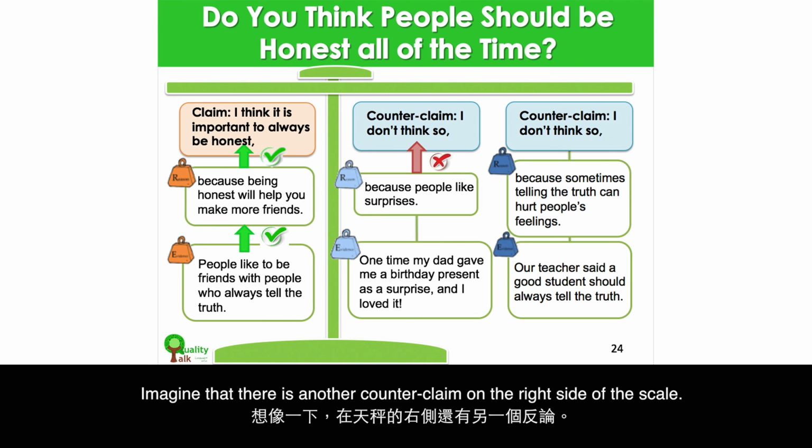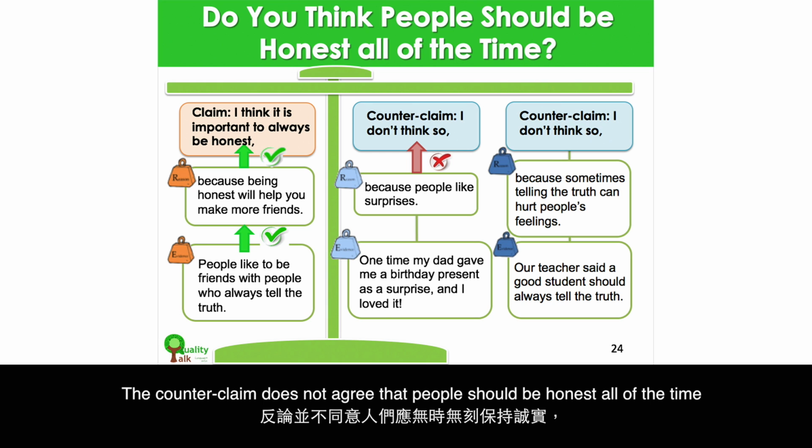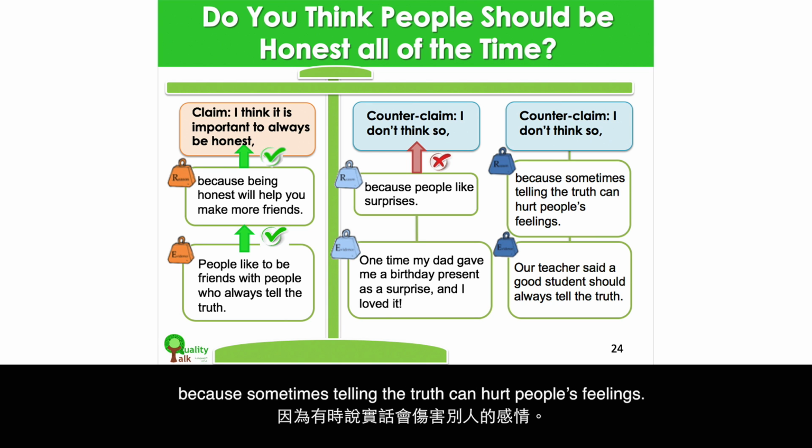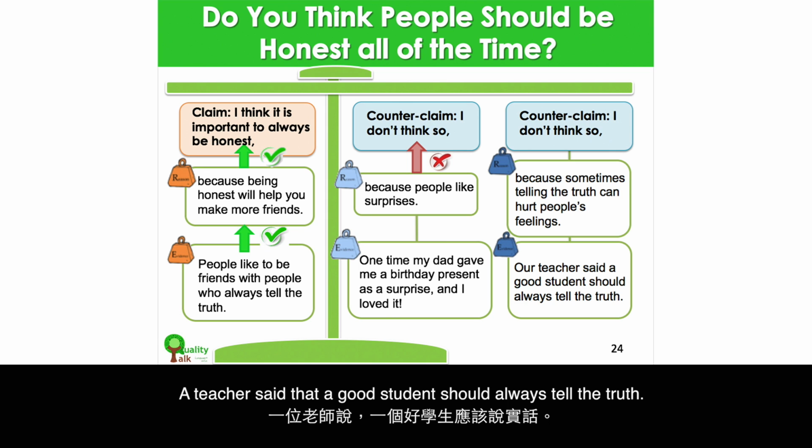Imagine that there is another counterclaim on the right side of the scale. The counterclaim does not agree that people should be honest all of the time because sometimes telling the truth can hurt people's feelings. How so? A teacher said that a good student should always tell the truth.